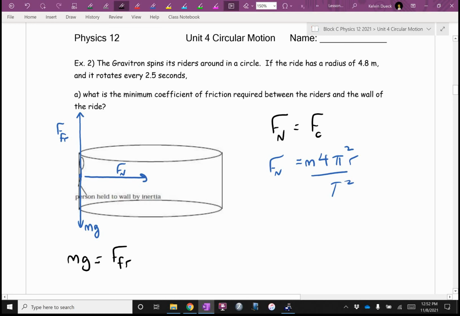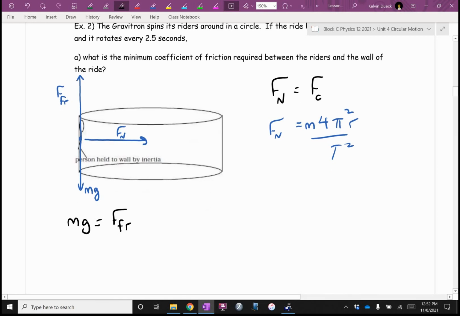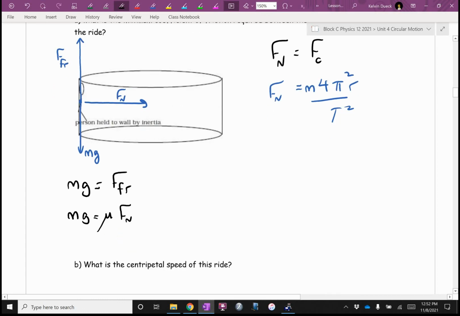Okay. We get two equations, a horizontal circular one and a vertical one. Friction is what times what? Mu times the normal force. So I can write this as mg equals mu times the normal force. Get the normal force by itself in this equation.